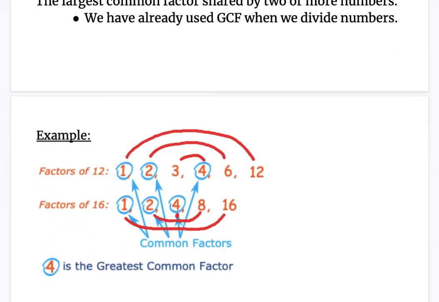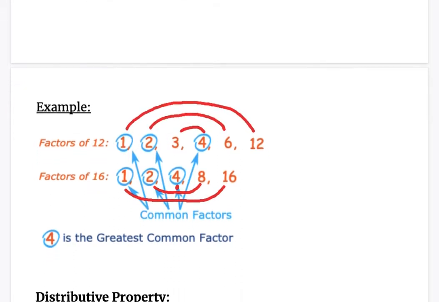This was an example that we went over last time, the factors of 12 and 16. We would list out the factors for both of those numbers, starting with 1 and the number itself on both ends and working our way towards the middle. To find out that the common factors are 1, 2, and 4, so 4 is the greatest common factor.